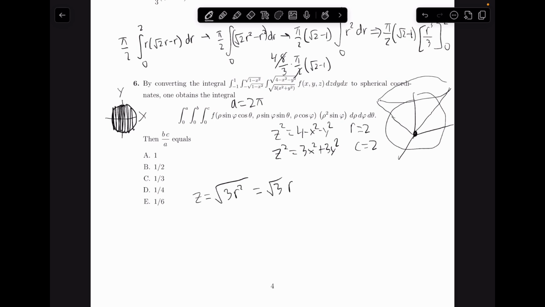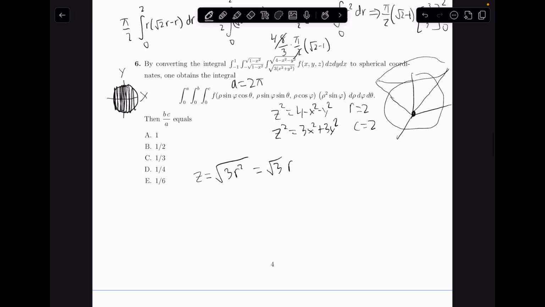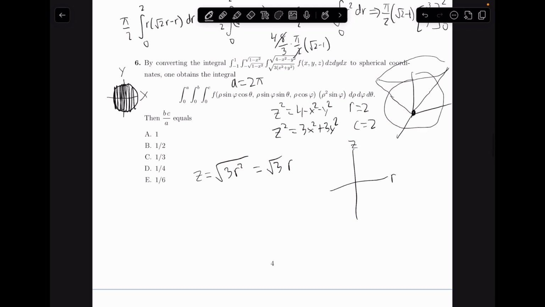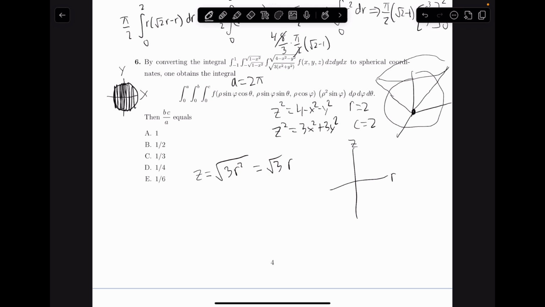I'm not really dealing with the plus or minus because it doesn't matter in this case. So now we can rewrite this in the RZ plane. The reason we can do this is because we're going to take care of the theta later anyway, so we can just generalize R this way. But yeah, we have our RZ plane.